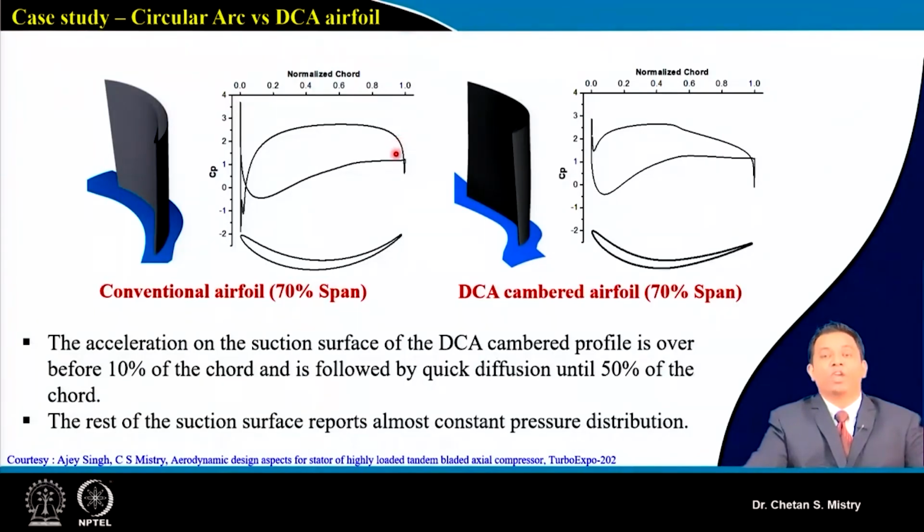If you recall, we have discussed the kind of stator we made. There we modified it and used this double circular arc camber line, and here this represents the distribution of Cp at 70% span. So we have more control on my pressure surface as well as on my suction surface.